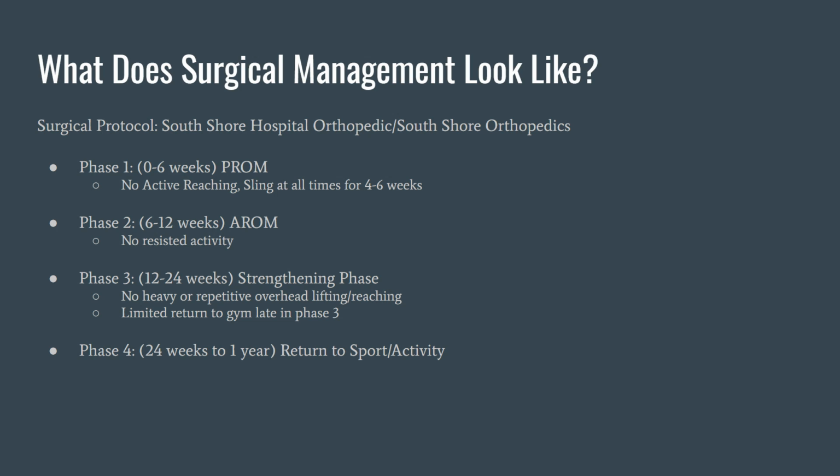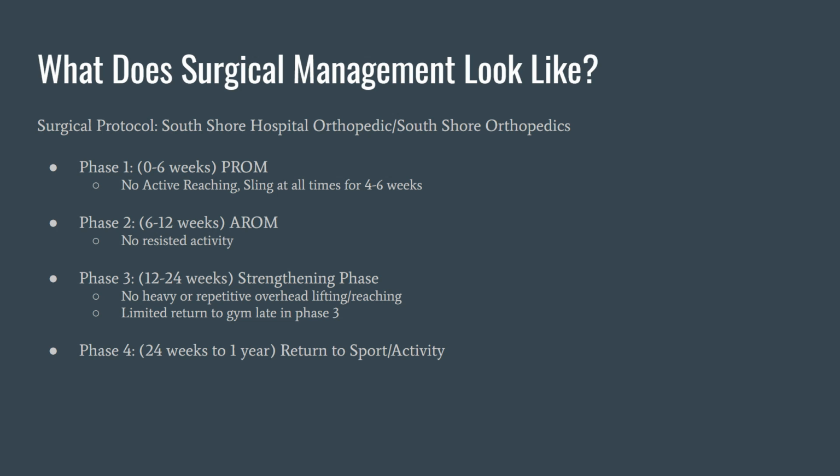Phase 2, 6 to 12 weeks, is active range of motion. So if you're sitting in your chair right now or you're standing listening to this, just lift your arm up overhead. That's active range. No more resistance than that. Can't put dumbbells on it, can't lift anything heavy. So 12 weeks now and you haven't lifted anything with that arm.